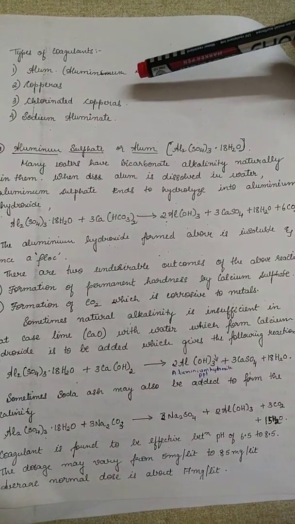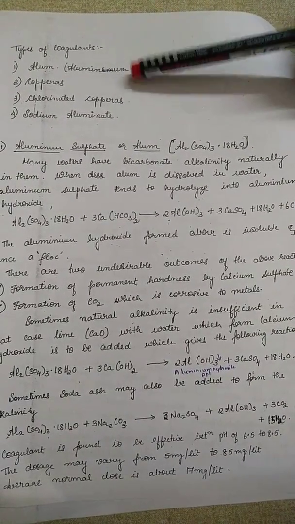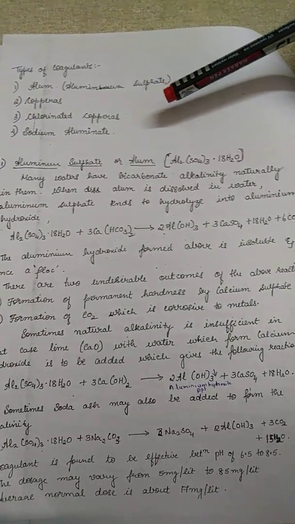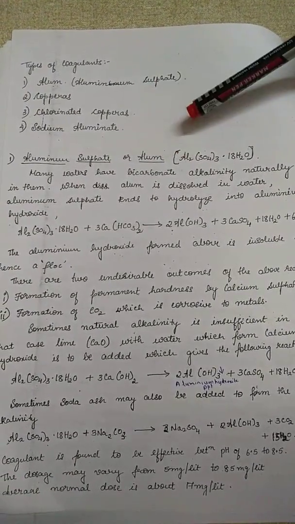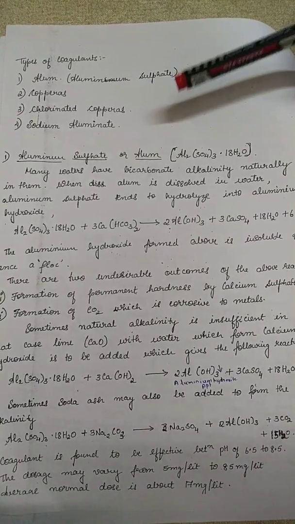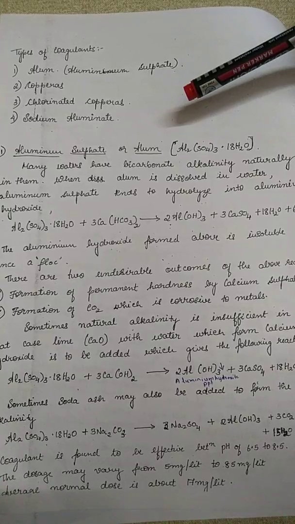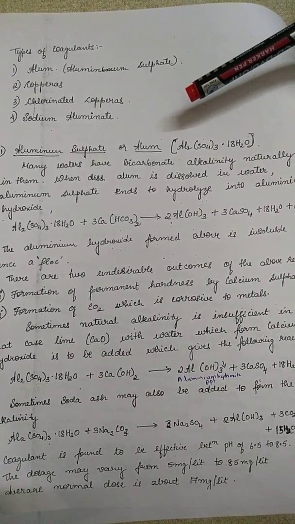They may ask you with the reactions, they may ask one of the types of coagulant. Now why are we going to use alum on a large scale, or why do we use alum as a coagulant? It is very effective as a coagulant, and it is now extensively used throughout the world.